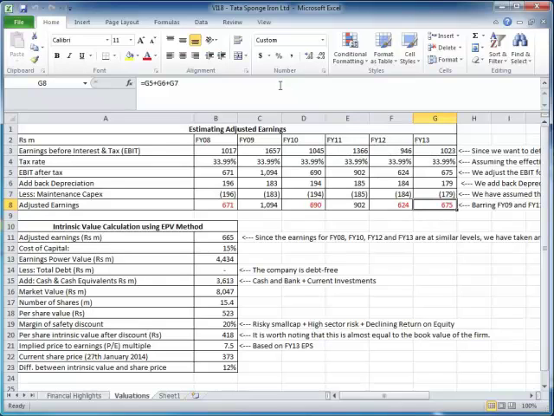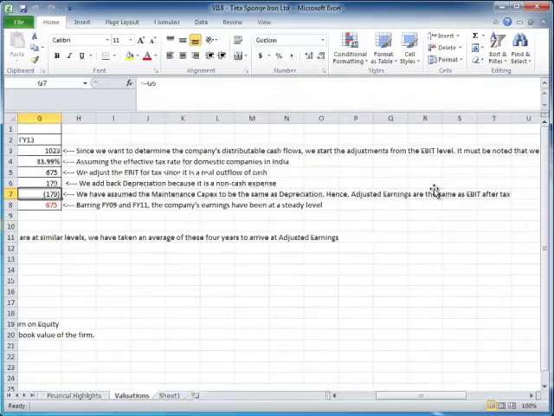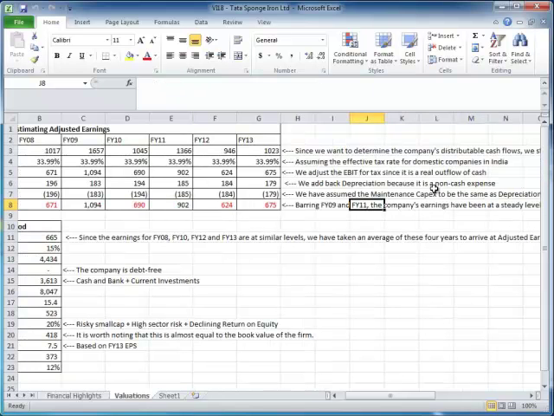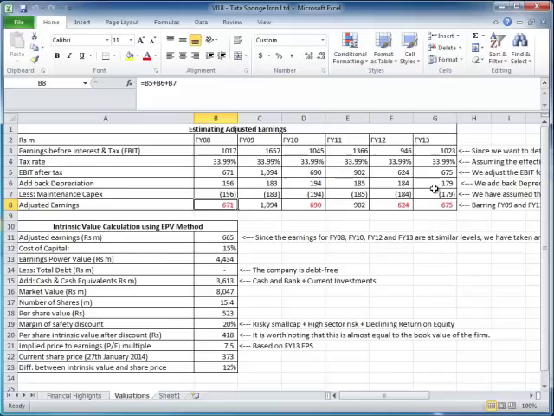And then we get adjusted earnings, which is simply the EBIT after tax, since depreciation and maintenance capex are a wash anyway. So it's just the same thing as EBIT after tax. And what we can see here is that barring 2009 and 2011, the company's earnings have been at a steady level, right? So we've got all within the range of 600, so between 600 and 700, bar these 2 years.